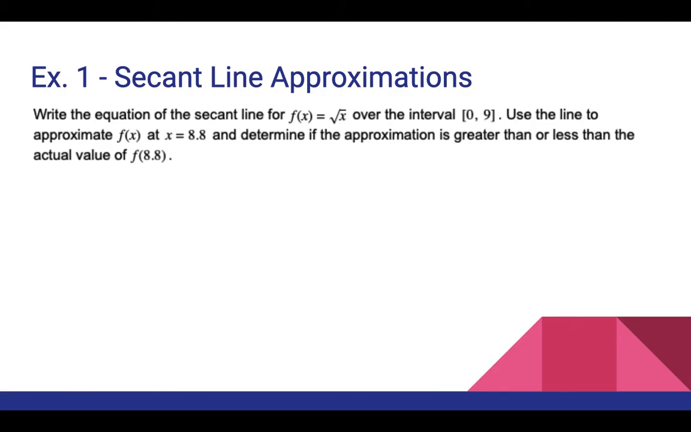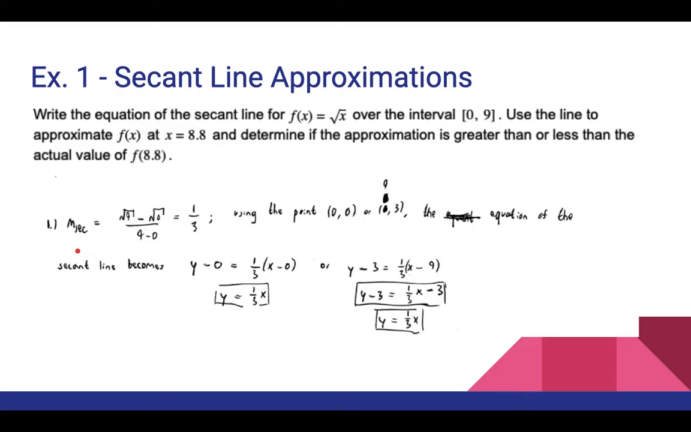So let's look at an example with a secant line, and then we'll do one with a tangent line. So let's write the equation of the secant line for f of x equals square root of x over the interval 0 to 9, and then use the line to approximate f of x at 8.8, and determine if the approximation is greater than or less than the actual value of f of 8.8.